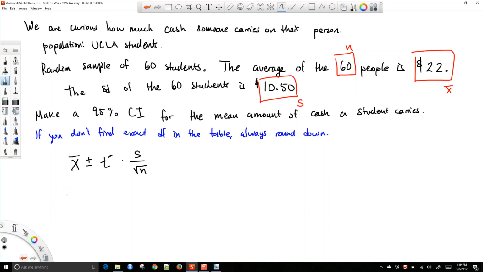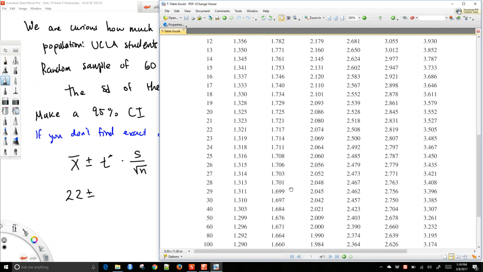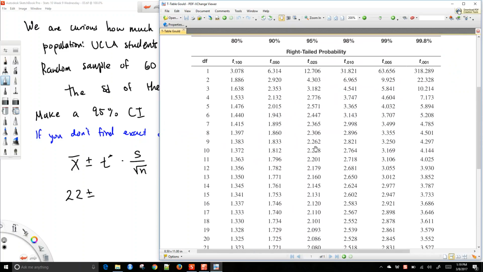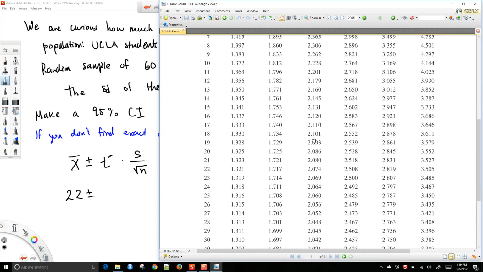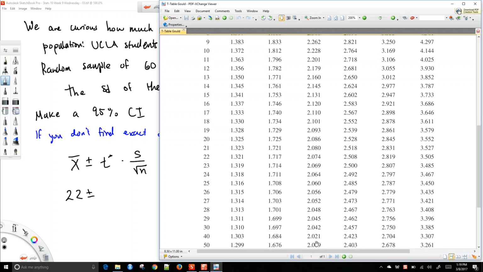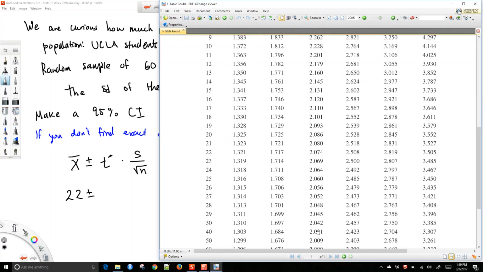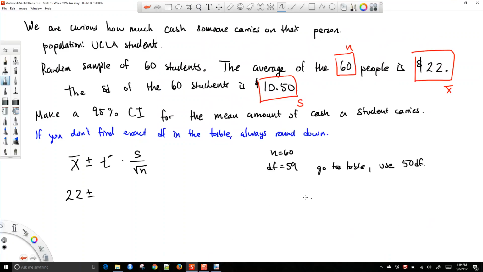So I will have 22 plus or minus. Okay, so I've got n is equal to 60. My degrees of freedom will be equal to 59. We go to the table and use 50. We go to the table, we round down, we use 50 degrees of freedom. Okay, so we come to 50 degrees of freedom, 95% confidence, my t is 2.009. Is it okay? 2.009.